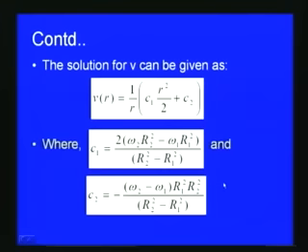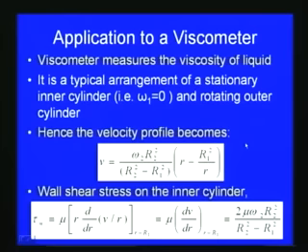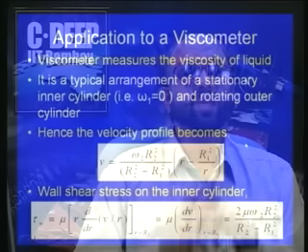Like this, we can derive an expression for the velocity variation for the flow between two concentric cylinders. Here, we applied various simplifications to the problem and got a simplified form of the Navier-Stokes equation, and then we integrated the equations to get a solution. Finally, we got a solution for the velocity variation, and that can be used to find various other parameters. This kind of problem has an application to a viscometer.